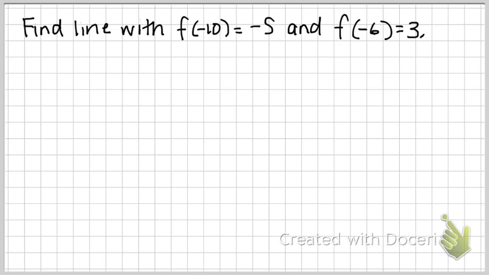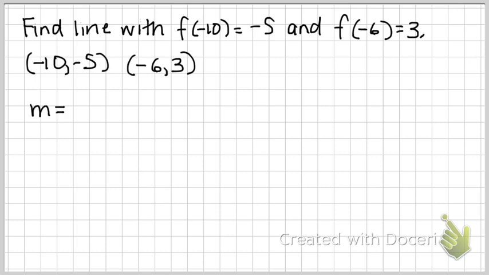All right, and then here's another case where I'm given a couple of points with function notation. But we can just automatically interpret these as this, right? That I've got point -10, -5, and I've got point -6, 3. And find the equation of the line through those 2 points.